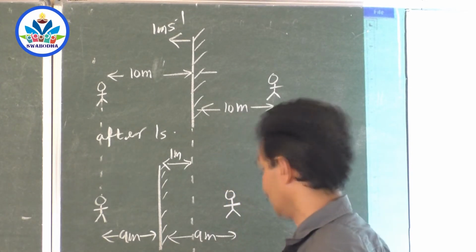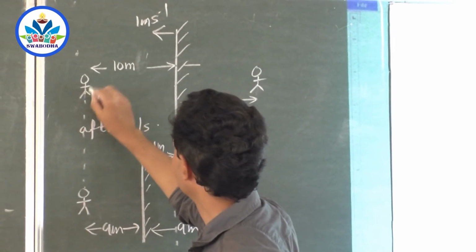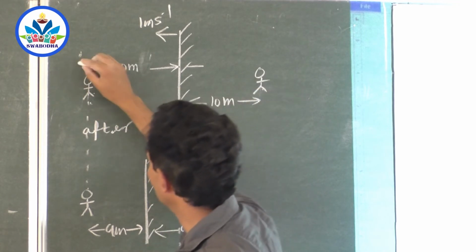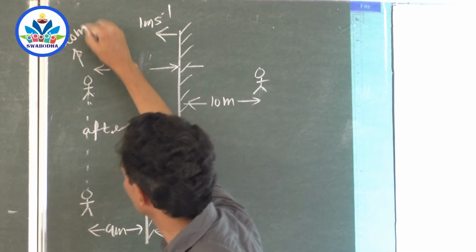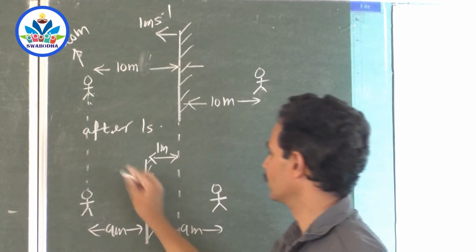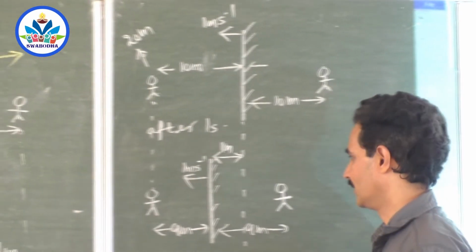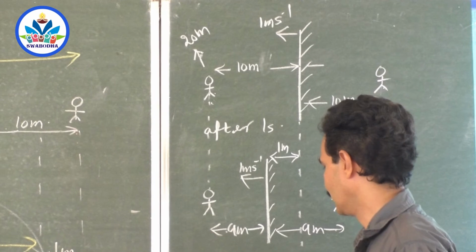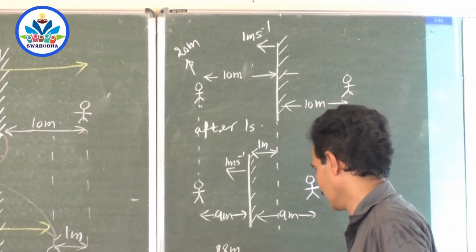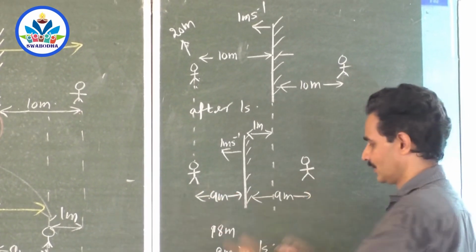Now analyze the object position and the image position. Initially, where is the image from you? 20 meters, right? So 20 meters from you. After the mirror has started moving forward with a velocity of 1 meter per second towards you, what is the new position? The new position is only 18 meters. What is the change? 2 meters in 1 second. In 1 second, everything has changed and produced a total change of 2 meters.